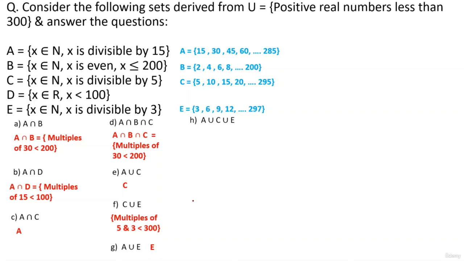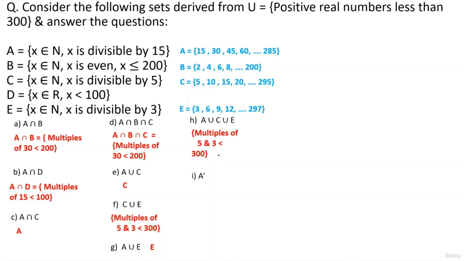The next one says A union C union E. Now A union C तो हम देख चुके हैं already, as I told you guys पहले भी, like intersection, union also is a commutative property. Actually निकाल चुके हैं A union C, the answer is C. And the last one is C union E. इसका भी आंसर हम निकाल चुके हैं, right? So this is nothing but C union E, जिसका आंसर हम already निकाल चुके हैं, multiples of 5 and 3 less than 300, and that is A union C union E as such.